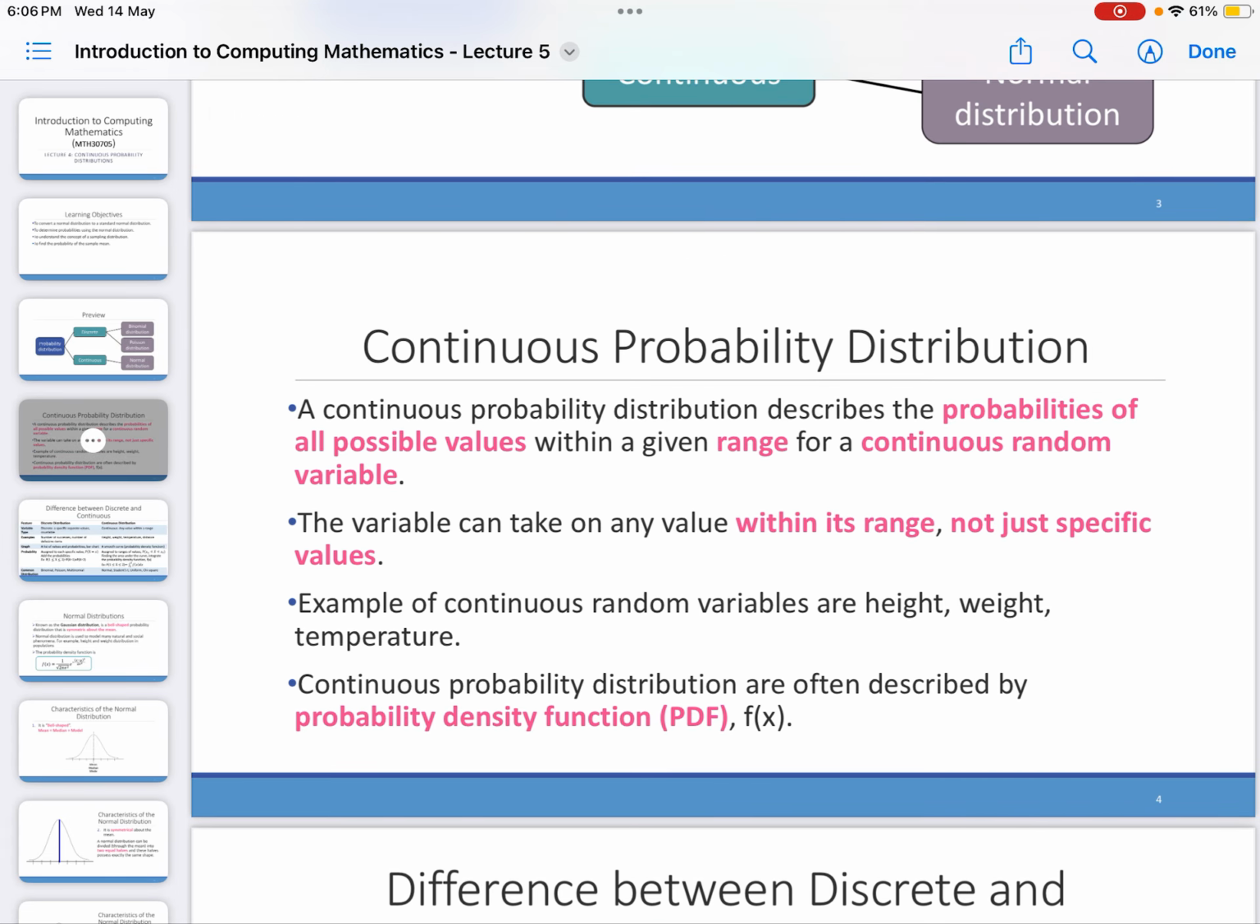Okay, continuous probability distribution. This distribution describes the probabilities of all possible values within a given range for a continuous random variable. The variable can take on any value within its range, not just a specific value. So the keyword here is within its range. Examples of continuous random variables are height, weight, temperature. Continuous probability distributions are often described by a probability density function, which we call PDF, or f of x.